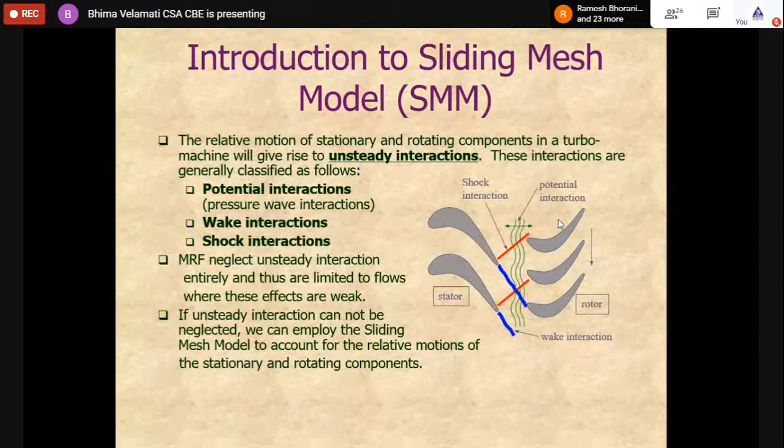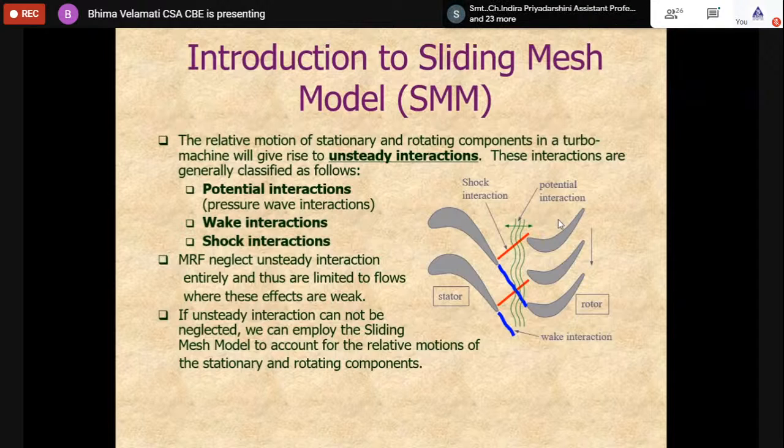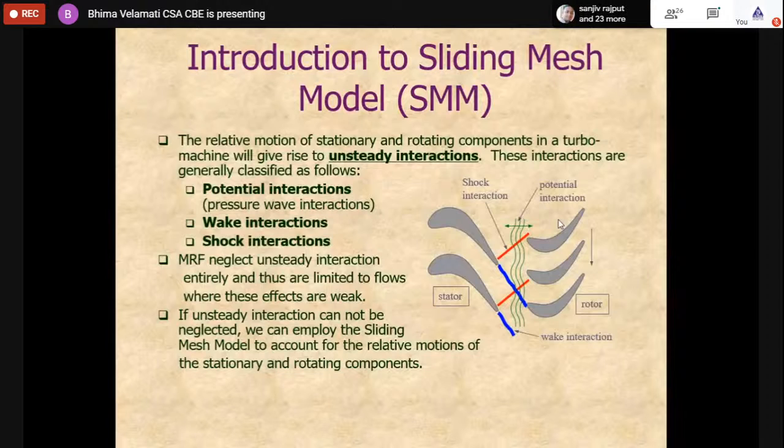Multi-reference frame is only valid when these interactions have a negligible effect on the parameter of your interest. So it depends on what we are trying to solve for. If it is having negligible effect on the parameter of your interest, then you are free to use your multi-reference frame or single reference frame, whichever way it looks like. But if the unsteady interactions are having heavy effect on your parameter of interest, then you do not have any other option but to solve for a problem where the grid is moving.